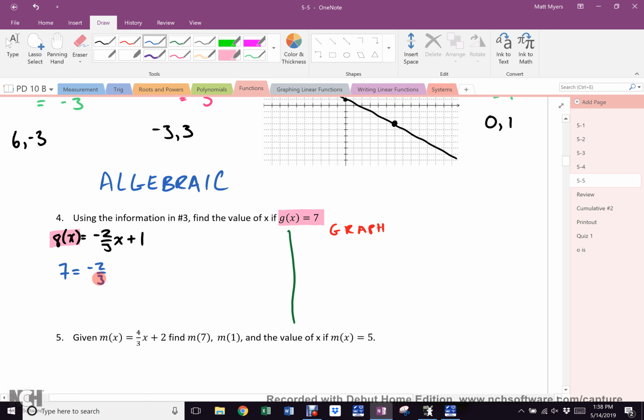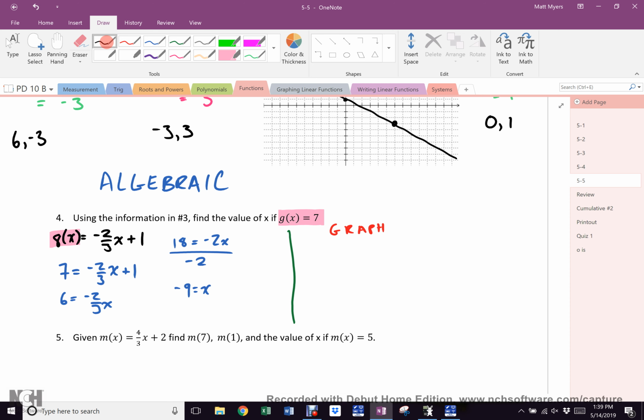Negative 2/3 x plus 1. Because in this case, I only have an output. What is my job algebraically here? Isolate x. What do I do with this plus 1? Subtract it. 6 equals negative 2/3 x. What do I do with that 3? Multiply both sides. 18 equals negative 2x. What do I do with that negative 2? Divide by negative 2 to get negative 9 equals x.